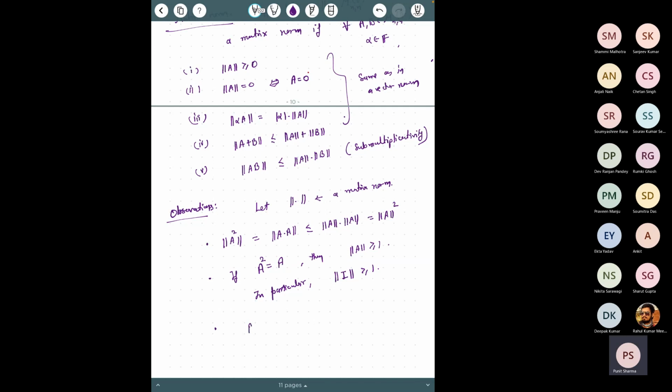Similarly, if A is invertible, then the matrix norm of A inverse is always greater than or equal to 1 over the matrix norm of A. Why is this? Because A is invertible, so we can use this thing.